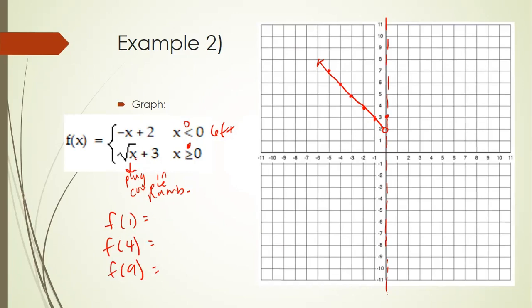So the square root of 1 is 1. 1 plus 3 is 4. My output is 4. The square root of 4 is 2 plus 3 is 5. The square root of 9 is 3. 3 plus 3 is 6. Does that make sense? So my points that I can plot, I'm going to go to 1, 4. I'm going to go to 4, 5. And I'm going to go to 9, 6. And I'm going to follow those points to complete my graph.